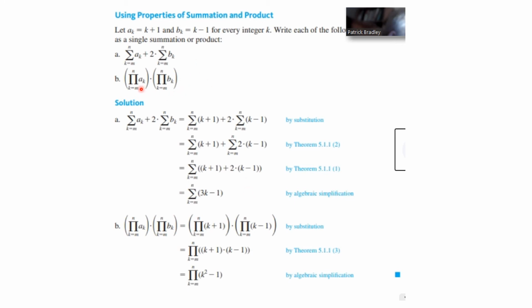We can do the same thing with this. We're multiplying, and the same things with a sub k and b sub k. First we make the substitution, then we use that theorem, multiplying all the a sub k's and then all the b sub k's, the same thing as multiplying those together, and we get this as a simplified thing, because this is an algebra identity. We know k plus 1 times k minus 1 is k squared minus 1.